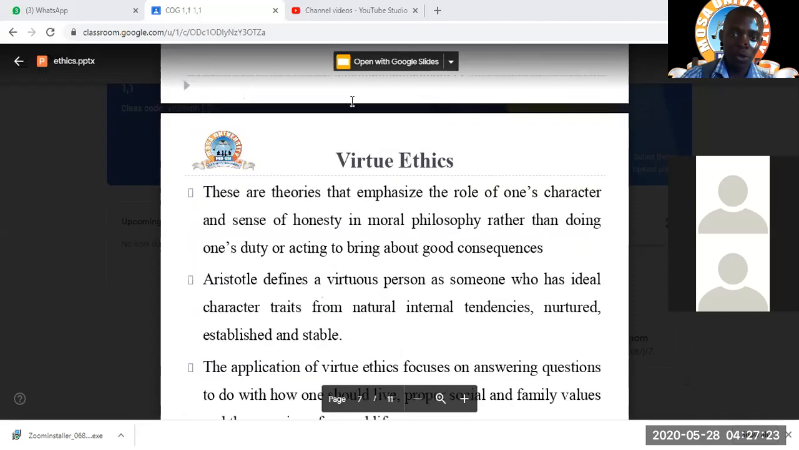Next, we're looking at a topic called virtue ethics. So we have looked at clinical ethics, we have looked at deontology, we have looked at utilitarianism. Now we are looking at virtue ethics.